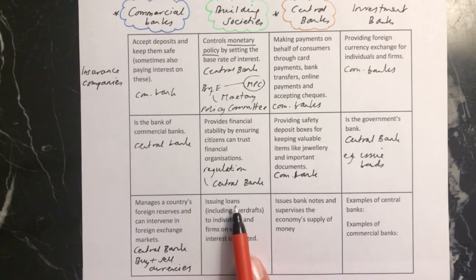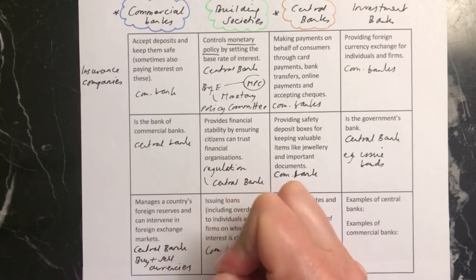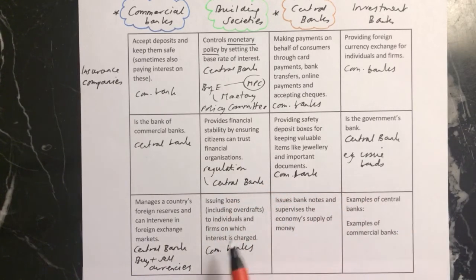The next one, issuing loans, including overdraft. So remember, an overdraft is when you spend a bit more money than you have in your account. It's like a little loan to individuals and firms on which interest is charged. This is done by commercial banks. If as an individual or a firm you want to get a loan to buy something, or as an individual you might be getting a mortgage to buy a property, or as a firm you might be doing the same to buy a property, you would go to a commercial bank and take out that loan, and then you'd have to pay interest on your loan.